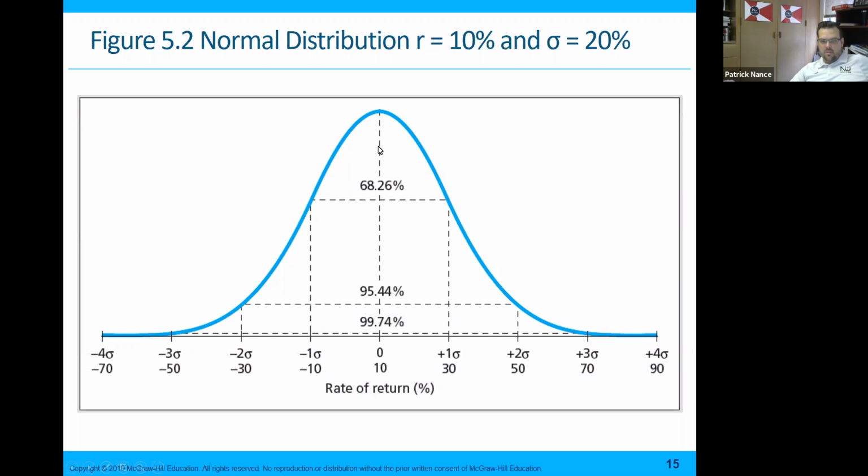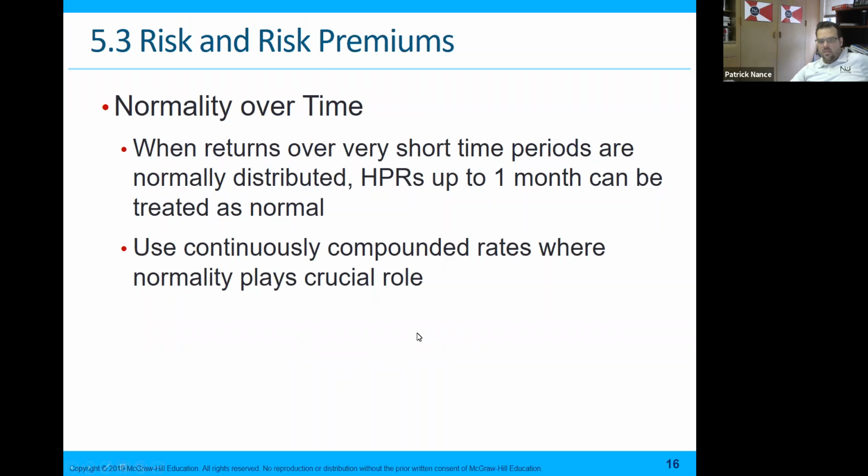So this is an example of a bell curve, a normal distribution curve, where our standard deviation is 20% and a rate of 5.44%. There's a normal distribution. Normality over time: returns over very short time periods are normally distributed. Holding period returns up to 1 month can be treated as normal.